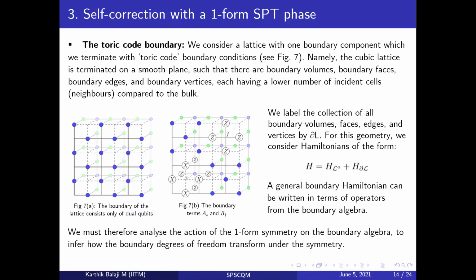For this geometry, we consider Hamiltonians of the form H equals H_L0 plus H_∂L. A general boundary Hamiltonian can be written in terms of operators on the boundary algebra. So because of that, we must analyze the action of the one-form symmetry on the boundary algebra to infer how the boundary degrees of freedom transform under the symmetry.